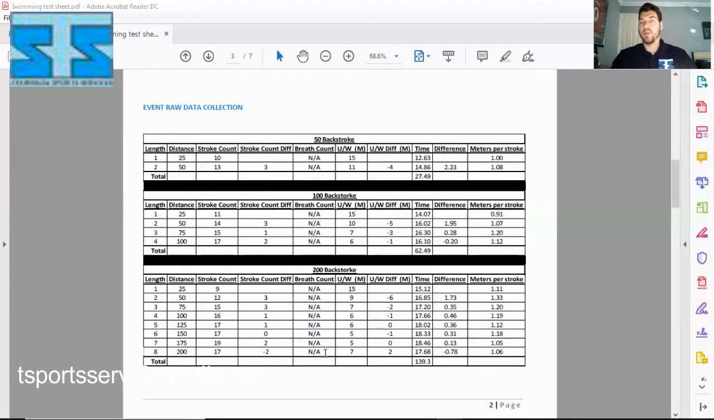Breathing count we've not put in. It's actually quite hard to look at, but again, it's something we can put in. Underwater meterage, the difference in your underwater meterage per length, the time per length, the difference in time, and then the meters per stroke is worked out from all this other information.